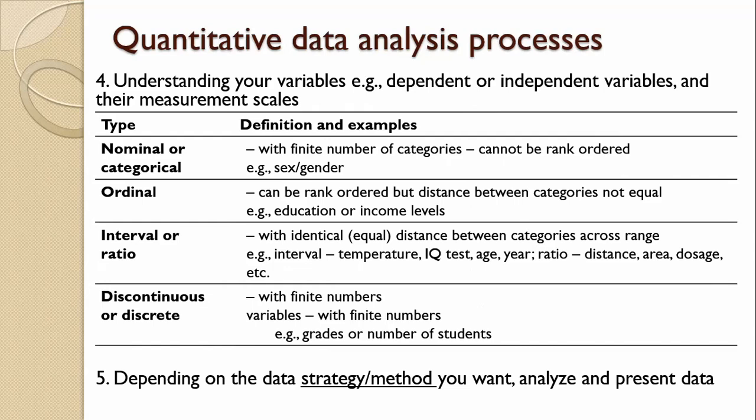The difference between ordinal and interval is that interval or ratio has equal distances between categories across the range, but for ordinal, the categories have no equal distance.